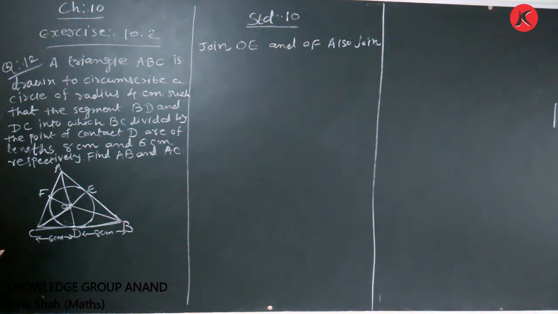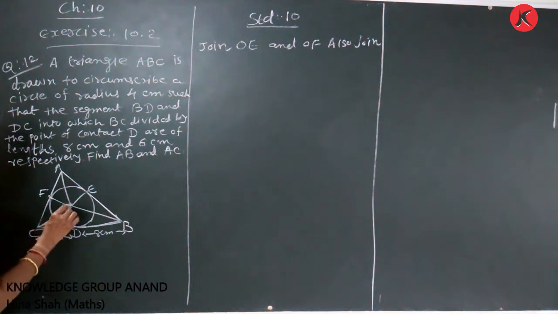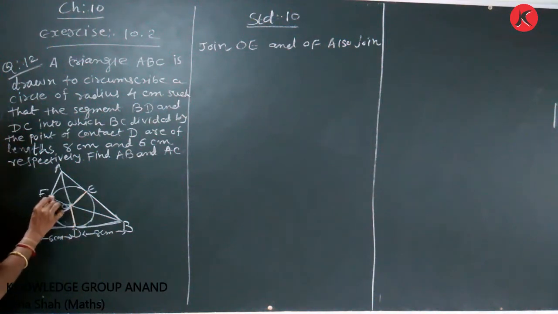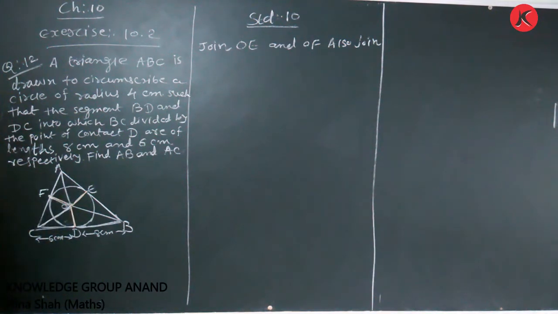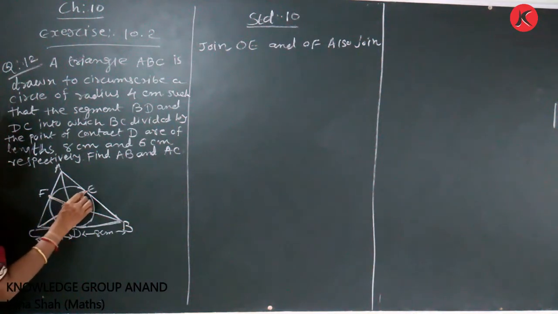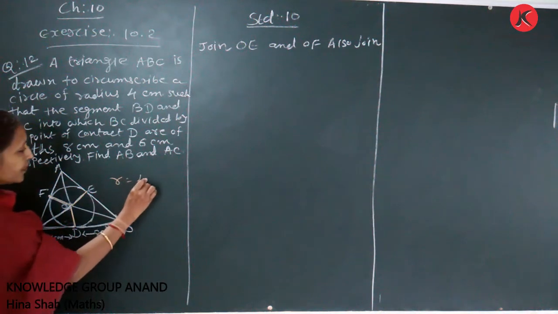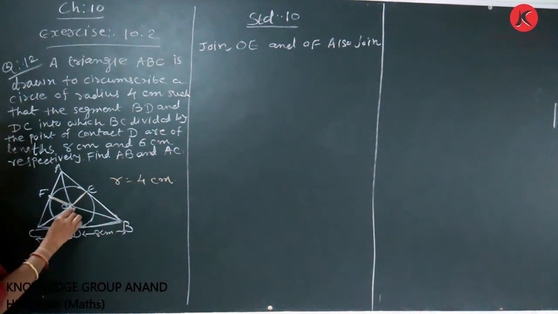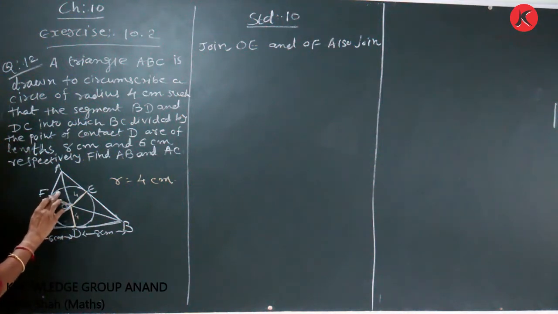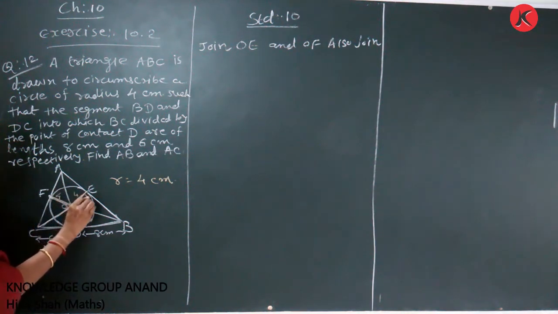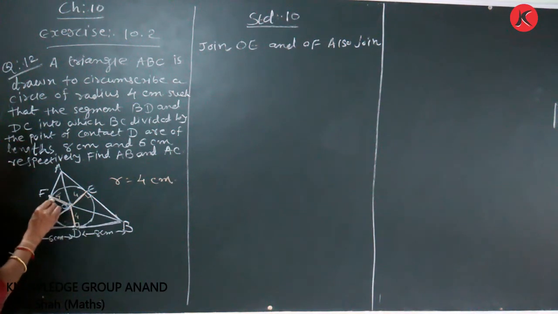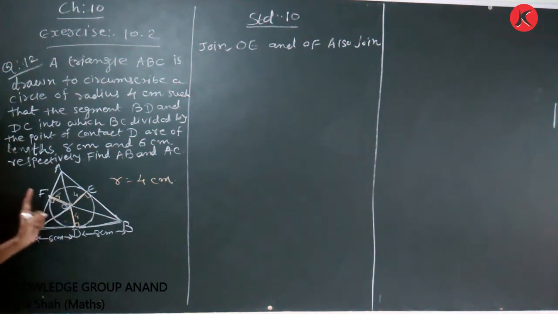Here OD, OE and OF are equal to the radius of the circle. Its measure is 4 cm. Therefore, it is 4, 4 and 4. And at the point of contact, we know the theorem that the radius is perpendicular to the tangent, so these are right angles.